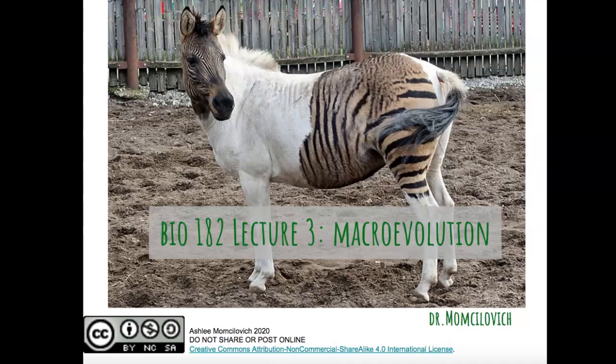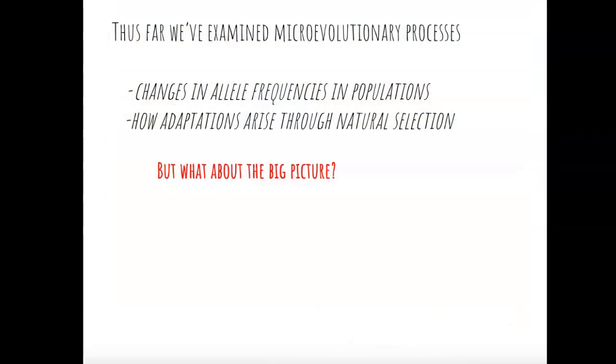This is Bio 182, Lecture 3 on macroevolution. So far we have looked at microevolutionary processes. That would be when we talked about natural selection, gene flow, genetic drift, mutations, those kinds of things. So we were talking about changes in allele frequencies in populations over time and how adaptations arise through natural selection.